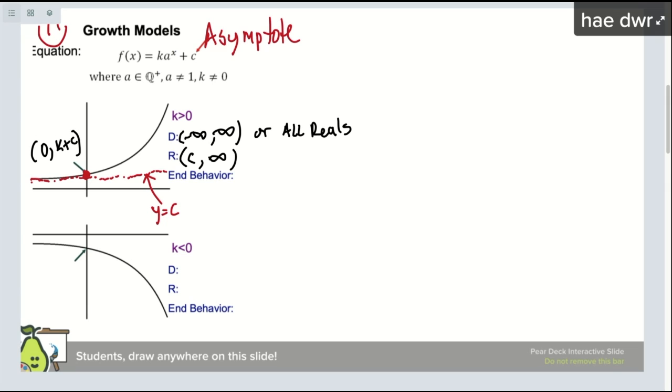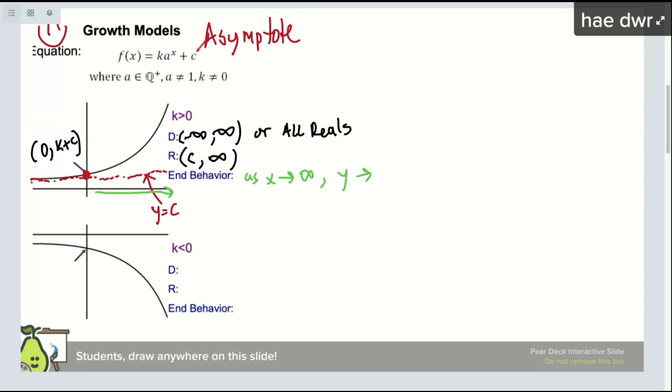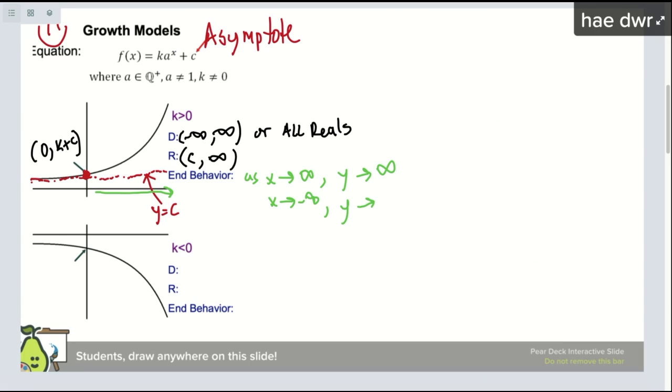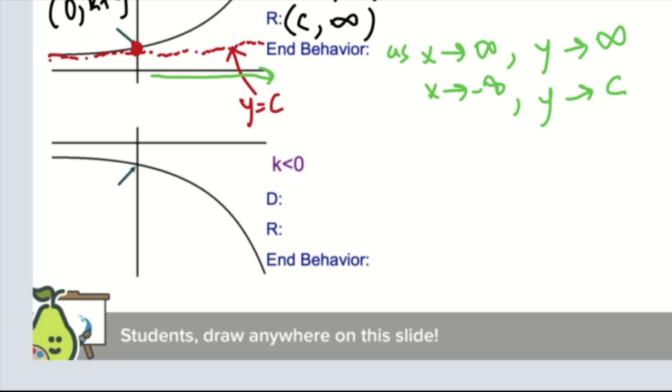And end behavior. You should remember this from Algebra 2, but that was a long time ago for y'all. As x goes to infinity, you'll see that y also goes to infinity. What about the other side? As x goes to negative infinity, what happens to y? Y actually approaches c because we don't cross this line. So y approaches c.